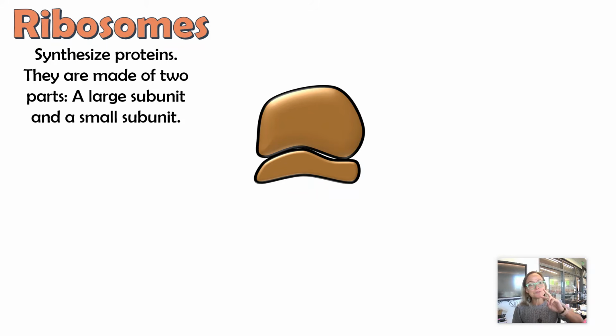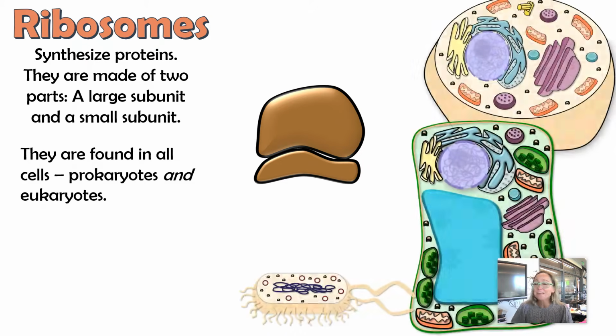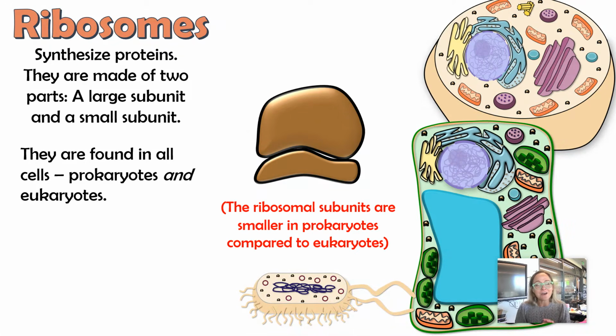Now, ribosomes have two parts. They have a large ribosomal subunit and a small ribosomal subunit. So when you look at this and it looks like a hamburger bun, that top part is the large subunit, and then the bottom part is the small subunit. They're found in all cells, both prokaryotes and eukaryotes. Now, the size is different. In prokaryotic cells, the ribosome subunits are a bit smaller. Function, still the same, but the size is a little bit smaller.